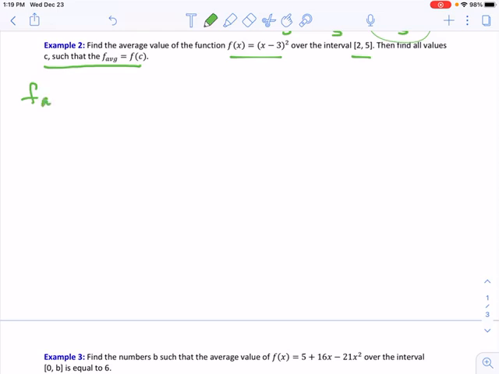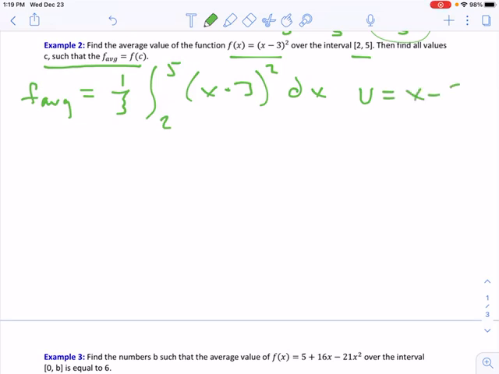The average value is going to be 1 over b minus a, or 1/3, times the integral from 2 to 5 of x minus 3 squared dx. Now, there's a couple of ways that you could do this. You could expand the x minus 3 squared into x squared minus 6x plus 9, but the easiest way to do this is by using u substitution. So let u be equal to x minus 3. So du/dx is simply 1, so dx is equal to du.